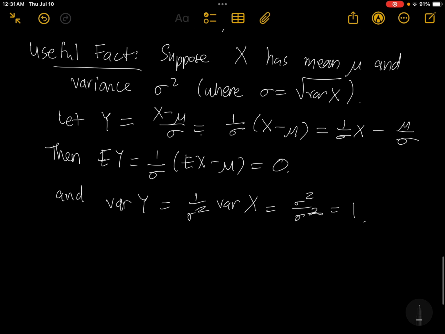So what we found is that whenever you have a random variable with mean mu and variance sigma squared, you can always normalize it in some sense. Normalize means you adjust it by forming the random variable x minus mu all over sigma. This is going to have mean 0 and variance 1.